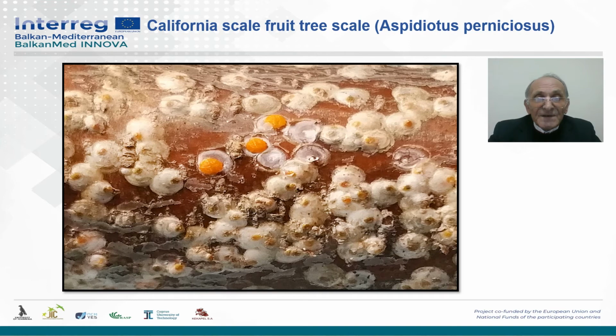Here we see a colony of a very dangerous scale, with the name California scale or Aspidiotus perniciosus, but we find it with another name, Quadraspidiotus perniciosus, but it's the same. We see here the larva under the shell of the scale.